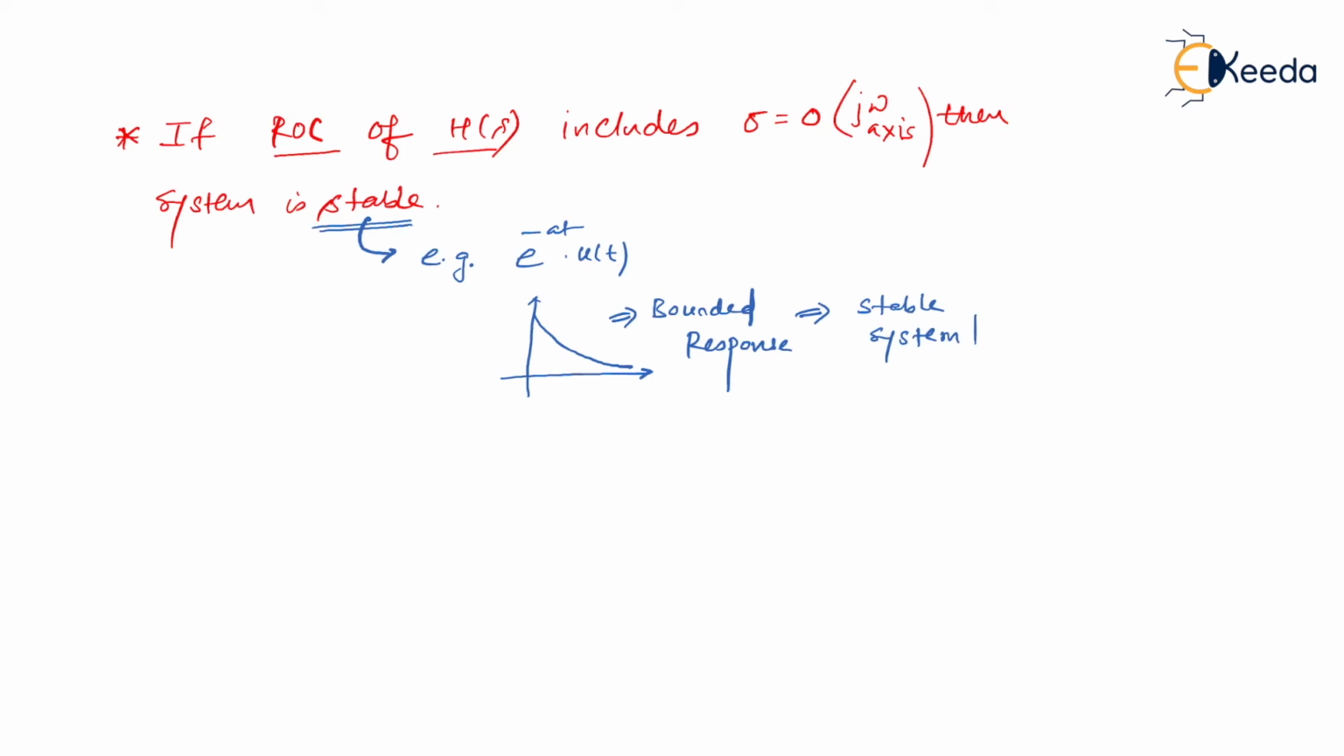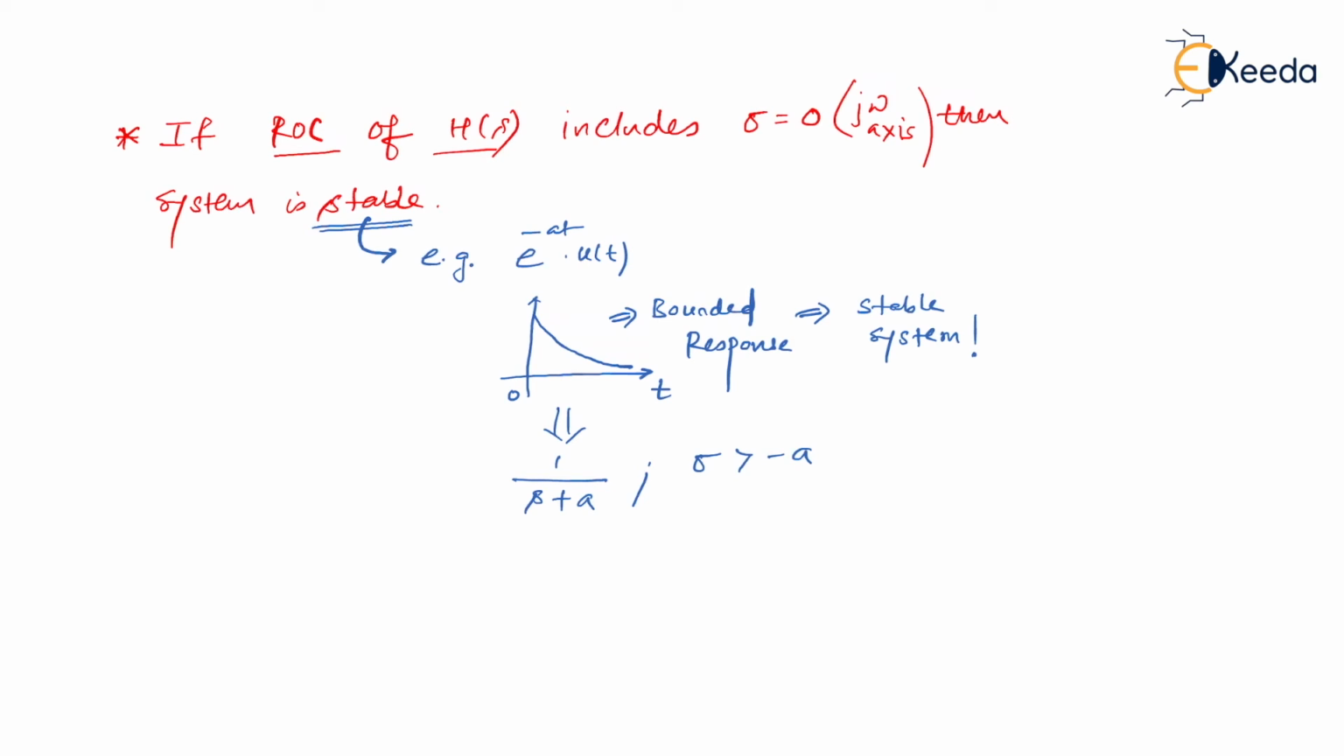I hope you got my point. Of course, we have to see its ROC also, and not only its time response, but also its ROC should tell you whether it is a stable system or not. So what is the Laplace transform of e to the power minus at u of t? We know that its Laplace transform is 1 upon s plus a, where sigma is greater than minus a is its ROC. Is that right?